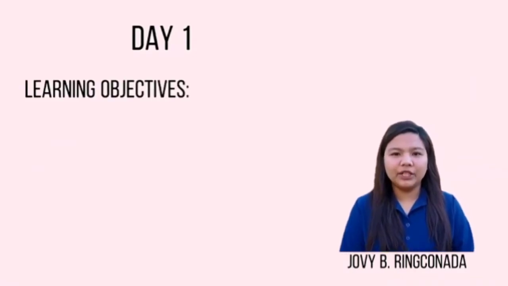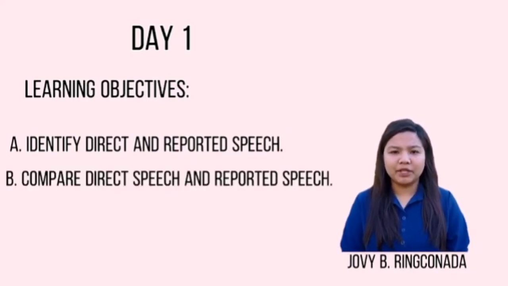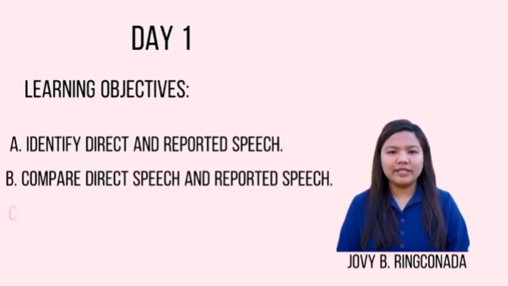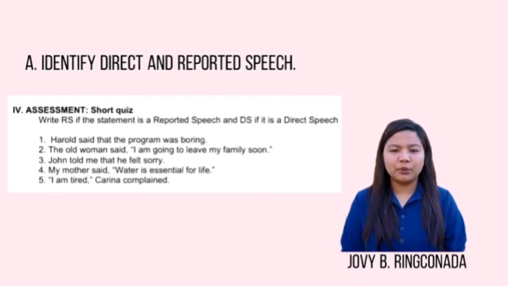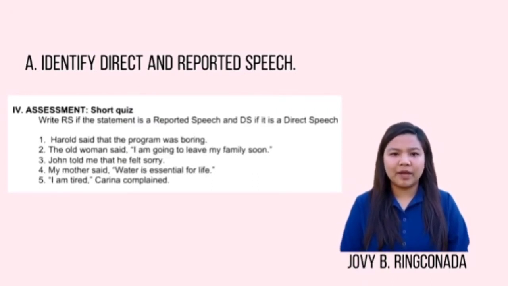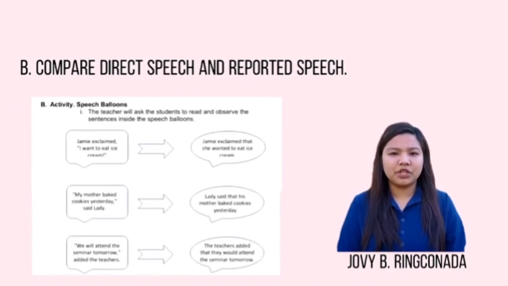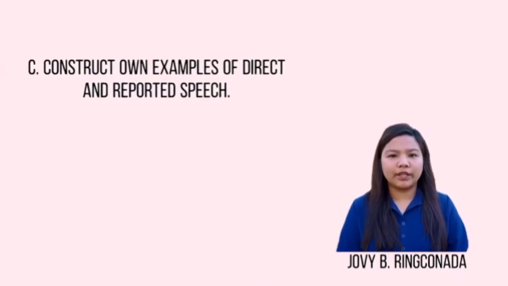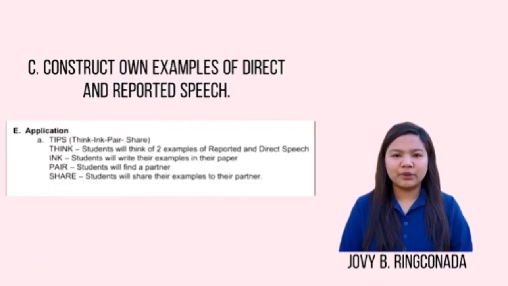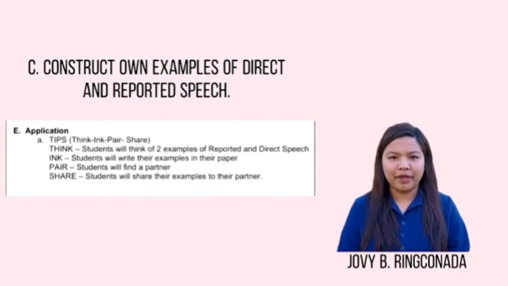In day 1, we have 3 learning objectives: identify direct and reported speech, compare direct speech and reported speech, and construct own examples of direct and reported speech. The first objective relates with the assessment, where students need to identify whether the statement is a direct speech or reported speech. The second objective relates with the activity, where students will compare direct speech and reported speech from the sentences in the speech balloons. The third objective relates with the application, where students will write 2 examples of direct speech and reported speech, and they will share it by pair.